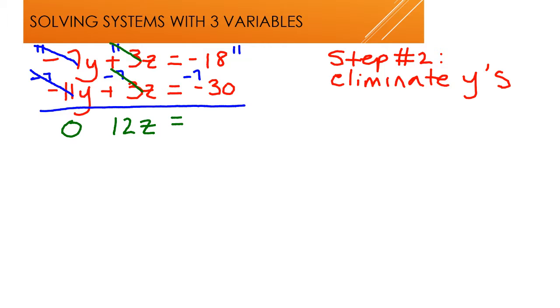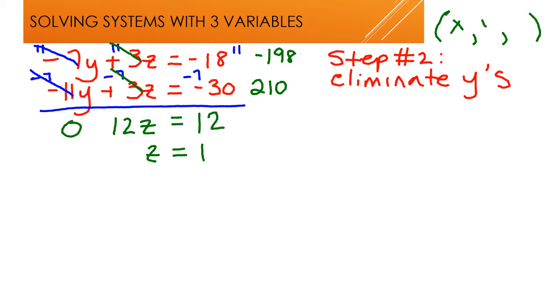And this 18 times 11 is a -198. And this is going to be a +210. If I add those together, that's going to make 12. So z equals 1. Okay, so what I like to do is start creating my answer with z, remember it's x, y, z. And so far z is 1.